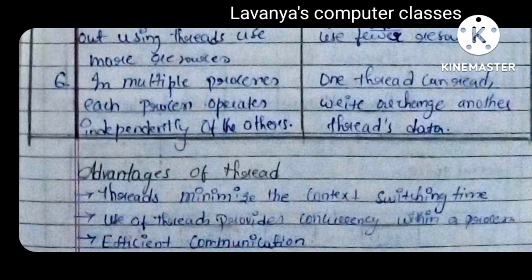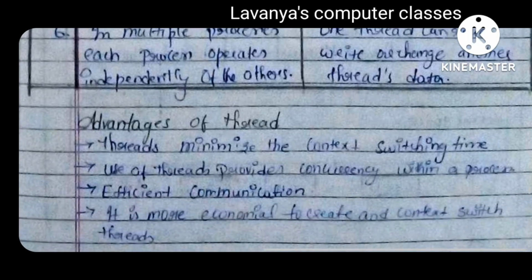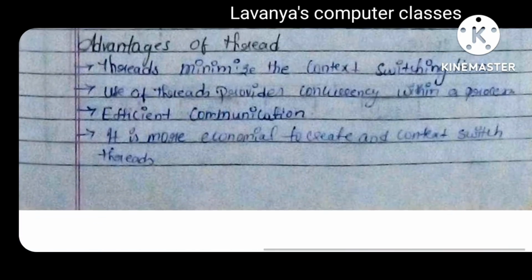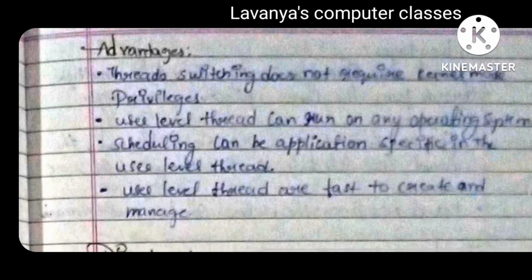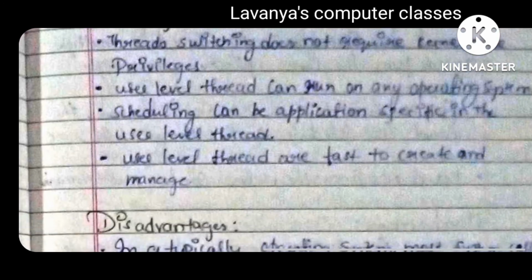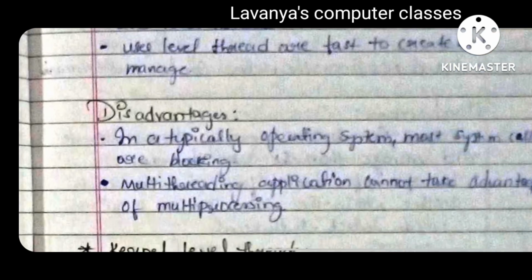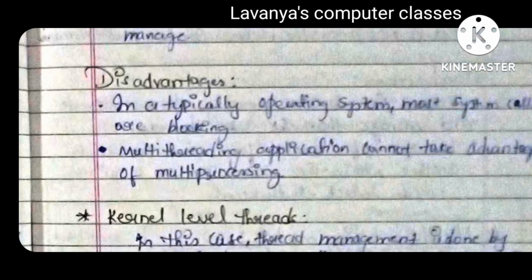Advantages of thread. Next short question is advantages of thread. These are the advantages. Disadvantages of thread. So this is the total notes about threads. What is thread? Differences between process and thread. Advantages, disadvantages.